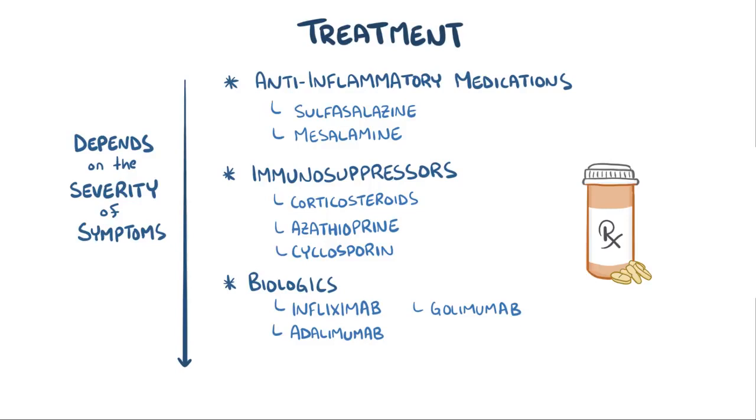Finally, if these treatment options fail, sometimes patients will have a colectomy, which is a surgical removal of the colon. Since the disease only affects the large intestine, removal of the colon generally cures the disease, but you have to weigh the benefits of curing the disease against the total loss of the large intestine.